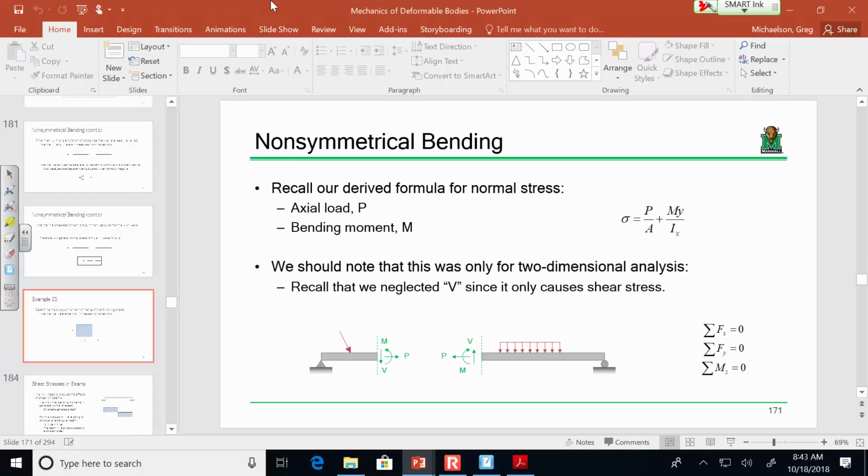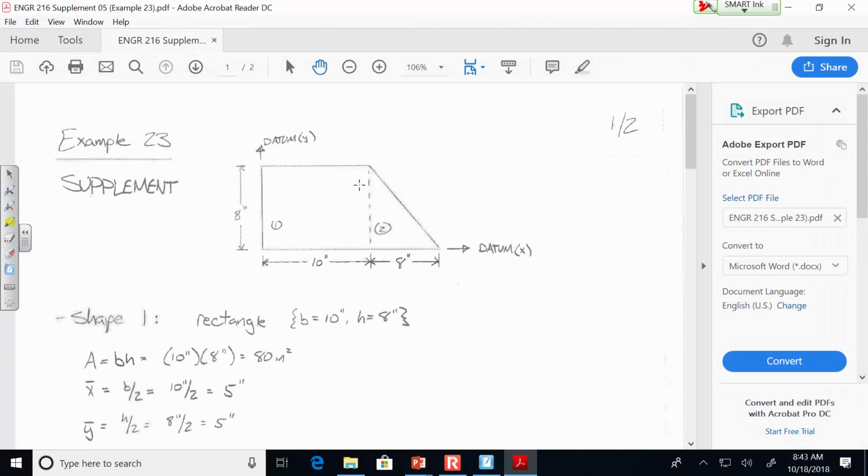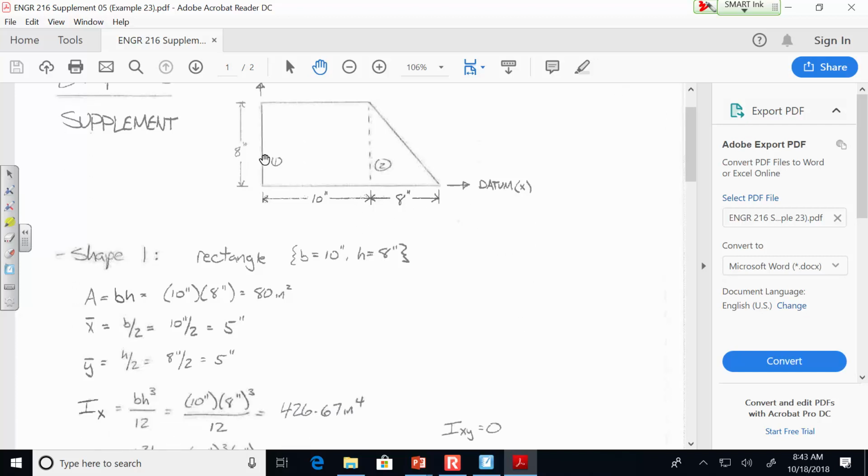We're not doing this in class. If you go to Blackboard, I have this uploaded, and this is the entirety of the calculations. So here's the shape. I have a rectangle, shape 1, and shape 2 is a triangle.